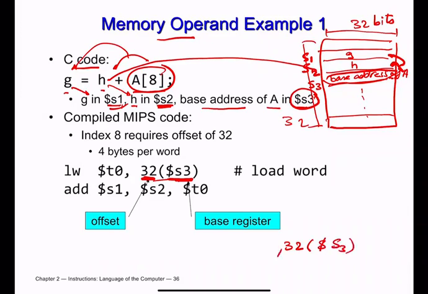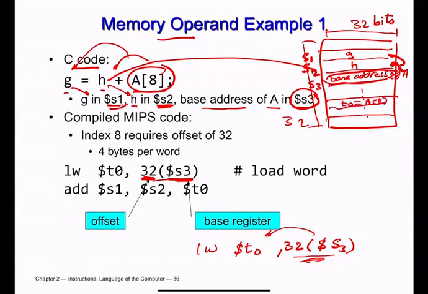Please load the word. As soon as you get the A of 8 from this place, load it, or copy it, or retrieve it, or read it to a certain register inside my register file. It's called T of 0. So now I have saved A of 8 in a certain location called T0.